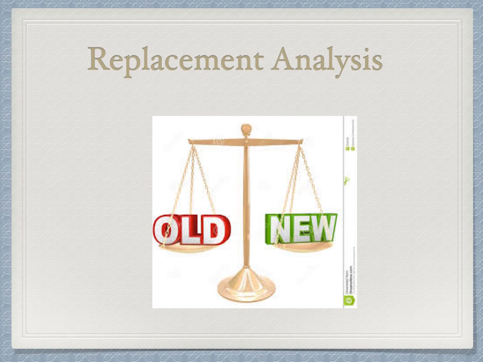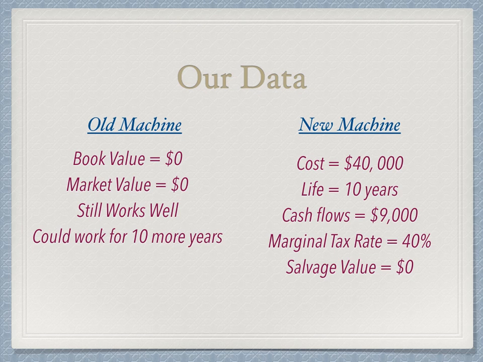The Gare company is trying to decide if they want to replace their current piece of machinery that's still working fine with a new piece of equipment that they are estimating will save them $9,000 a year, which is a profit for them, a cost savings. So our data, let's look at this a little closer. The old machine has a book and market value of $0. It, however, still works well. The company estimates that it could work well for another 10 more years.